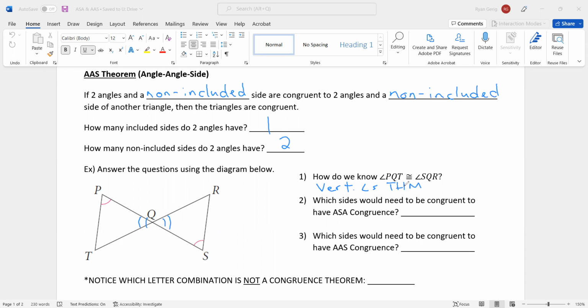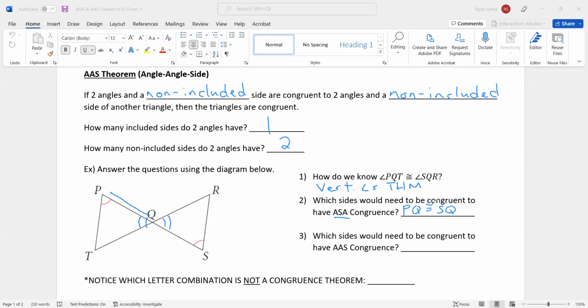Which sides would need to be congruent to have ASA congruence? So notice when you write ASA, where's the S at? It's between the 2 A's. Well, which 2 sides are included in these 2 triangles? Well, again, look at the 2 angles that are marked. So in the one on the left, it's P and Q. Draw the line between P and Q. That's the included side. So PQ would have to be congruent to, and do the same thing on the other triangle, draw a line between the 2 angles that are marked. So that would be SQ.